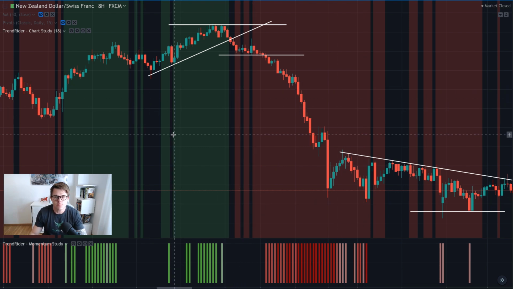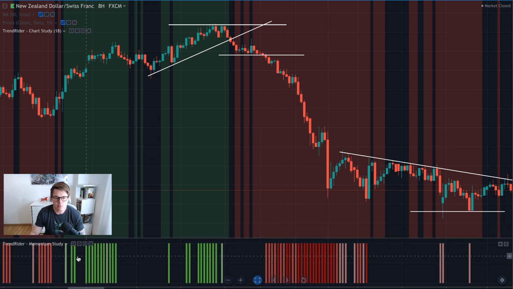So there are two parts to the Trend Rider indicator. The first one is the background color. You can see it is either green, red, or dark, depending on the momentum. So green background means the price is in an uptrend. Red means that there is a lot of bearish momentum, and black or gray means that there is no momentum.